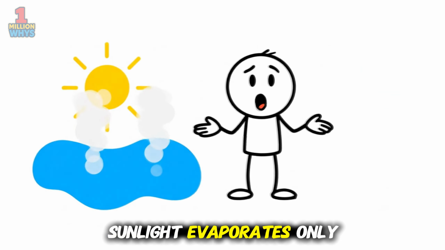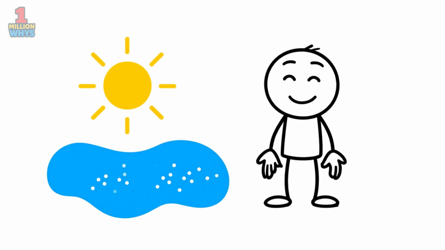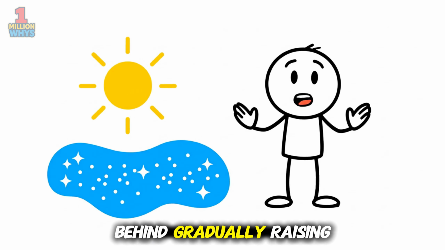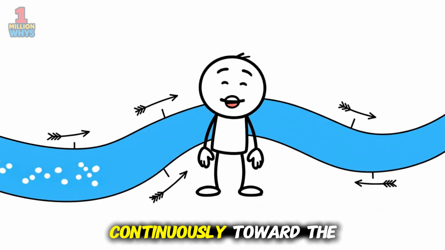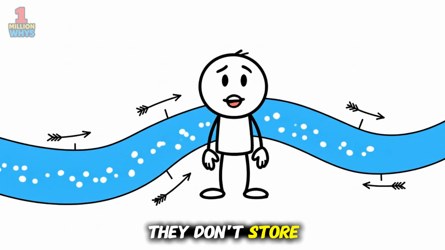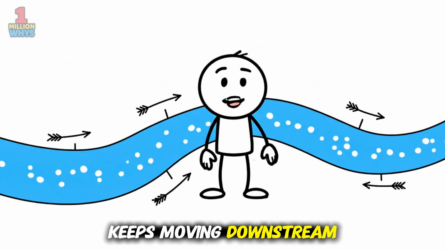Sunlight evaporates only pure water from the ocean. Salts are left behind, gradually raising salinity. Rivers flow downhill continuously toward the ocean. They don't store salts. The load keeps moving downstream.